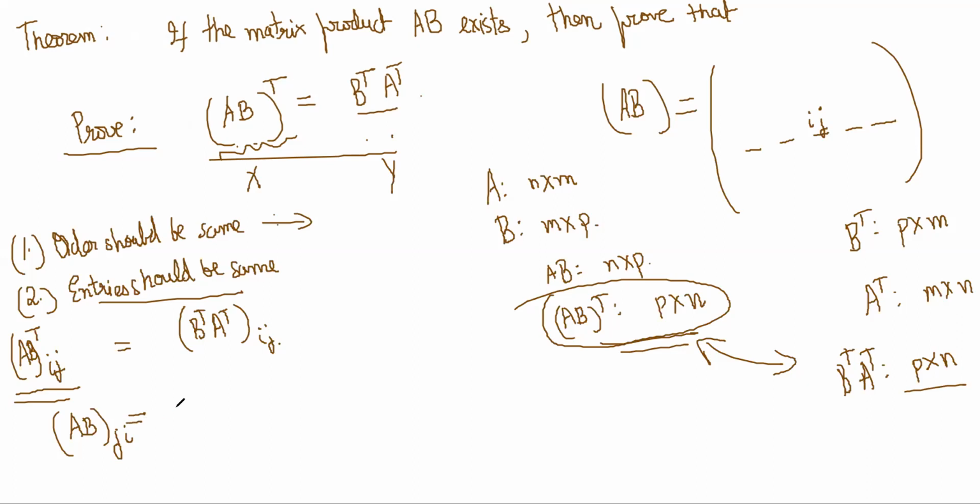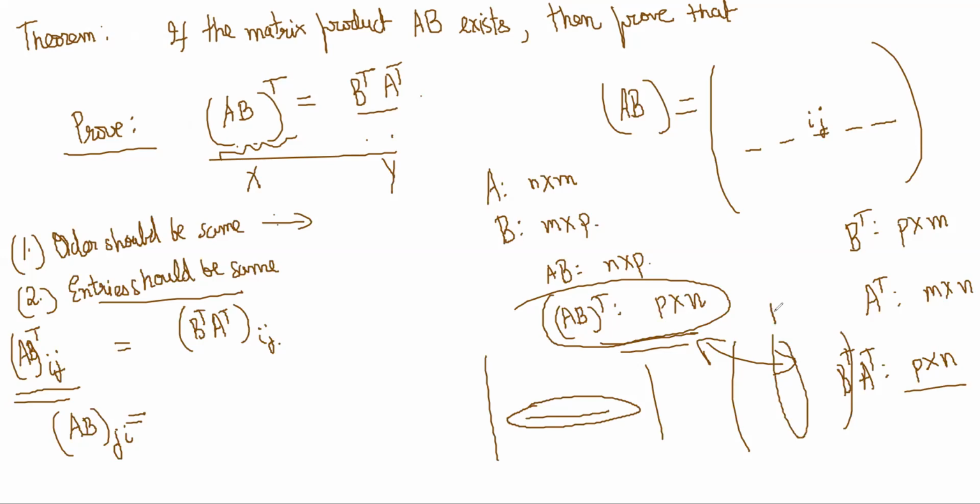So the ji entry of AB is needed. You have to take the jth row of A and the ith column of B and do a dot product. Then only will you get the ji entry. A, j something, dot product with B, something i, and you have to do a summation over the star, whatever keeps varying.